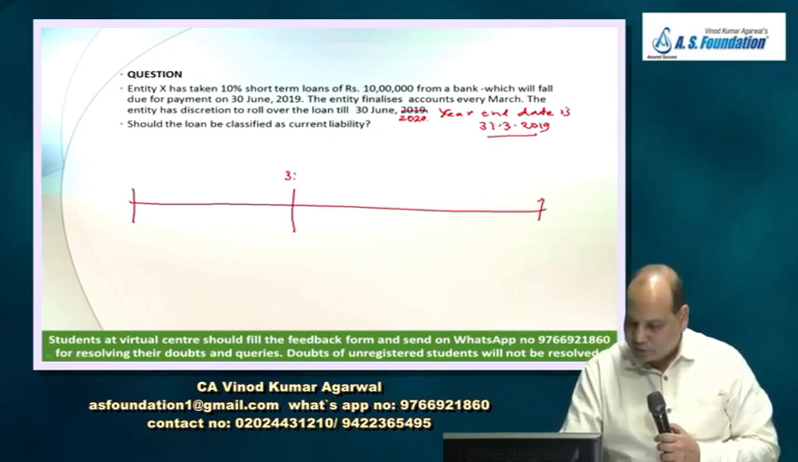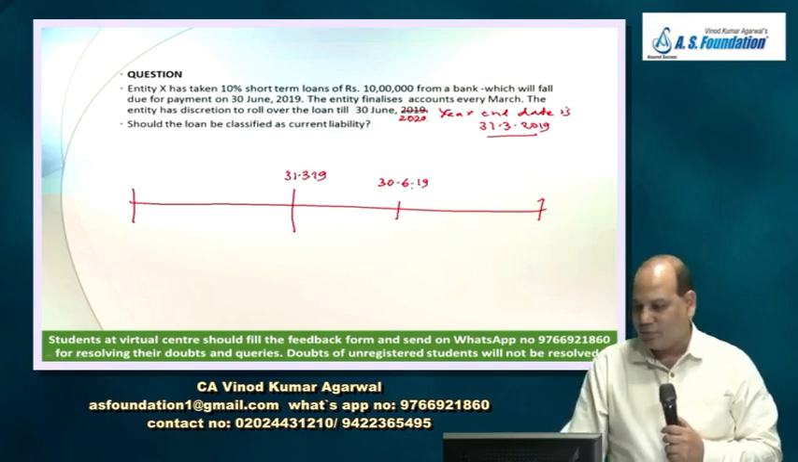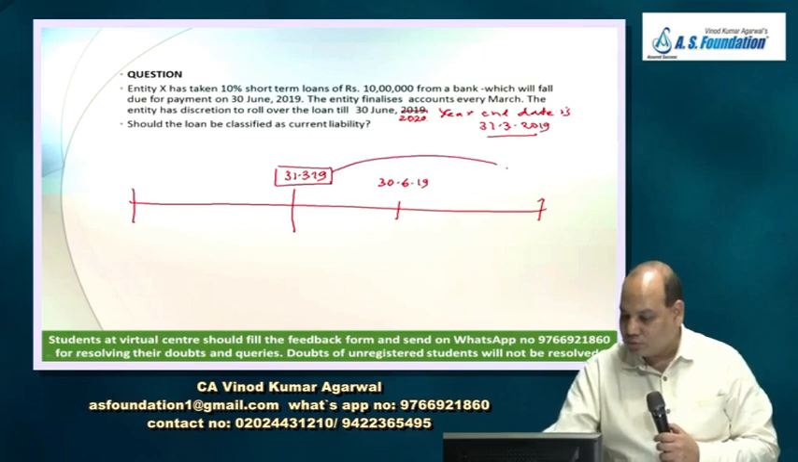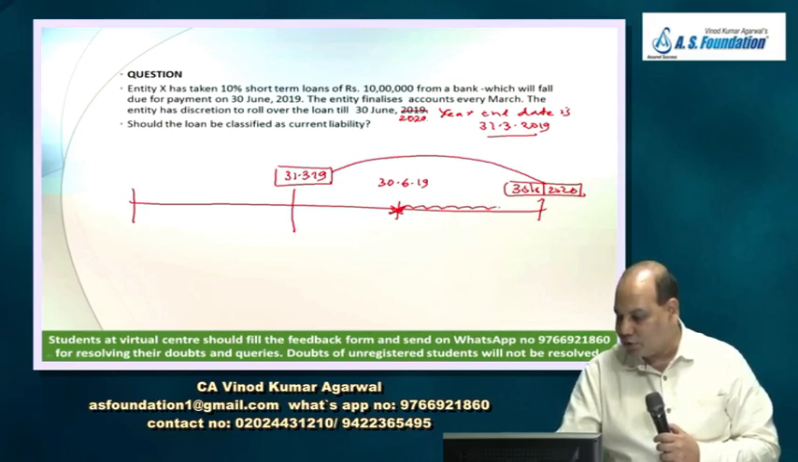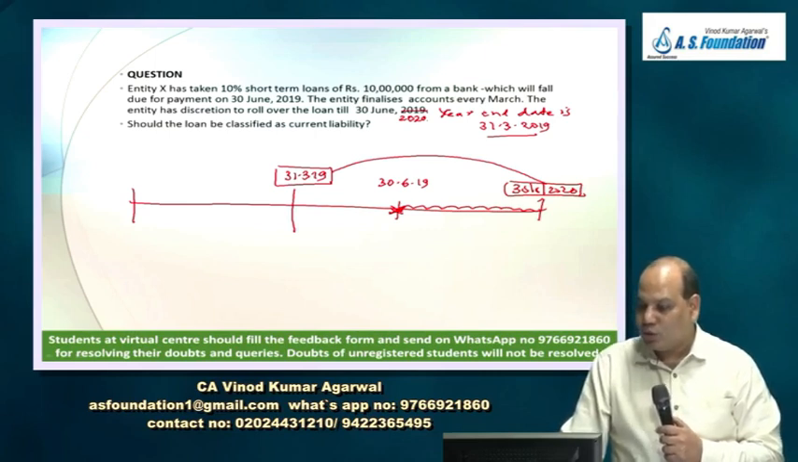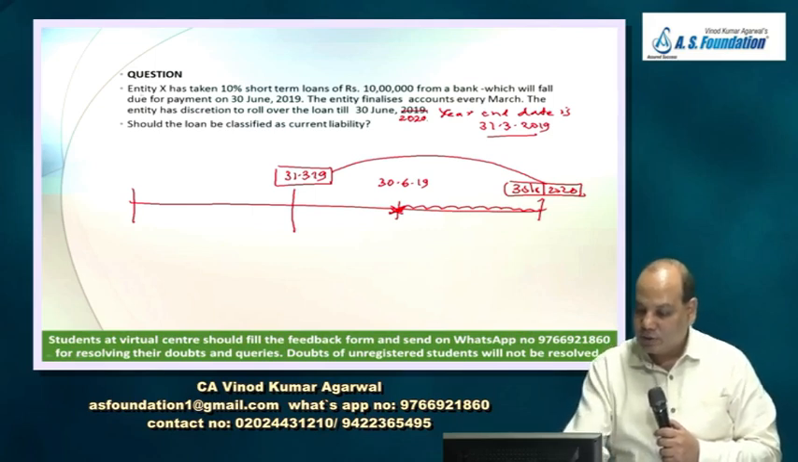Our year ending date is 31st March 19. This loan is due for payment on 30th June 19. Now here the entity has a discretion to roll over the loan till 30th June 2020. That means whenever the loan will become due for payment, they can extend the maturity to 30th June 2020. Who has the discretion here? Entity X Limited. Entity X.